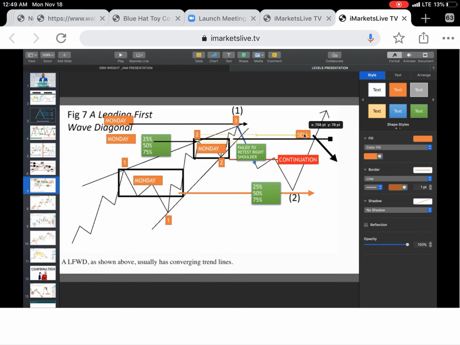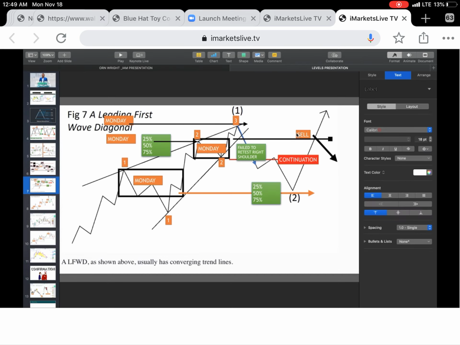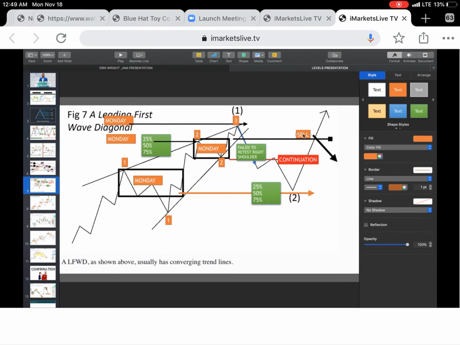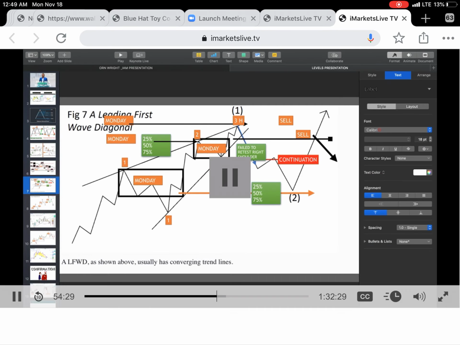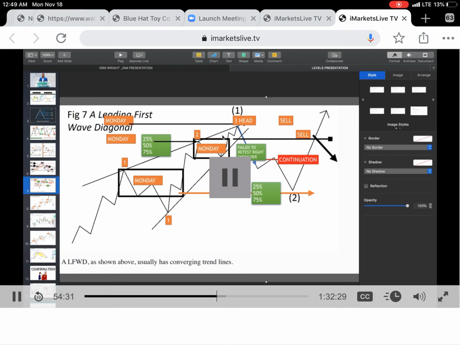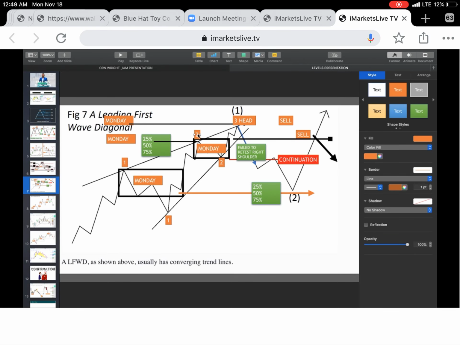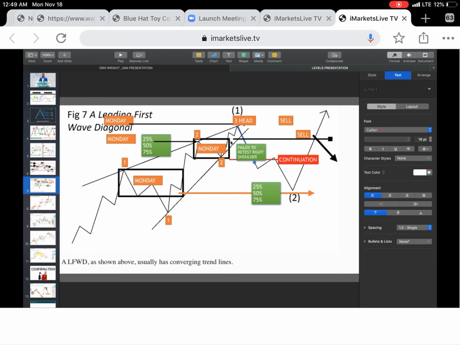Maybe I should put that there so you guys are not confused. You can sell right here. Number 3 is going to be your head. Can you guys see that? Number 3 is your head. 2 is going to be left shoulder.